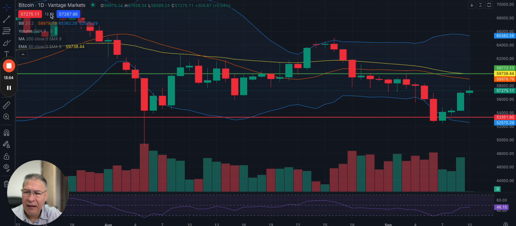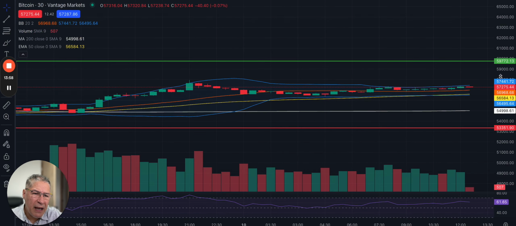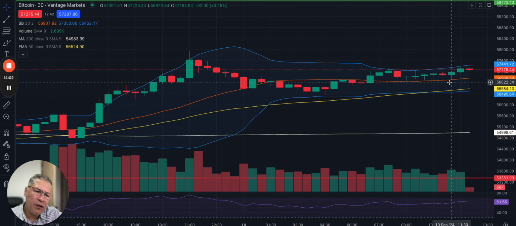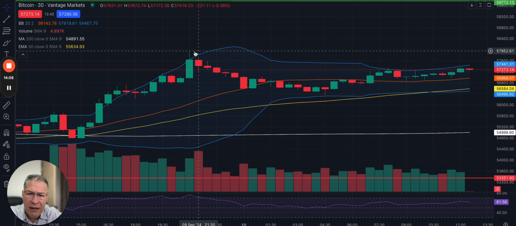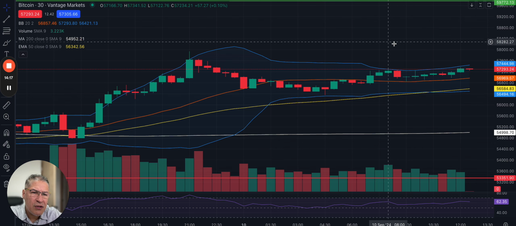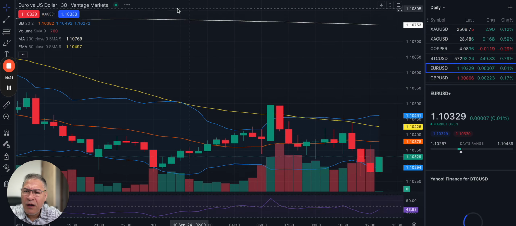Let's take a look at the 30-minute and see which path it is pointing towards. So we have all the major moving averages below the market giving us levels of support. Initially that high is our target, right below the 58,000 marker. So that's our initial target for Bitcoin as it continues to recuperate itself.